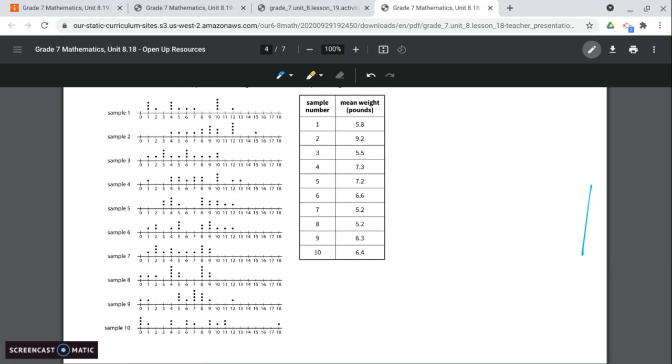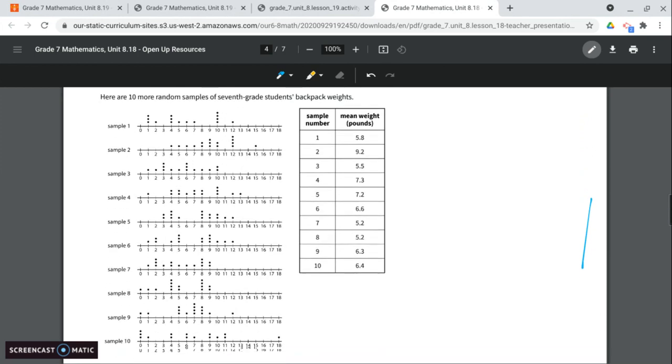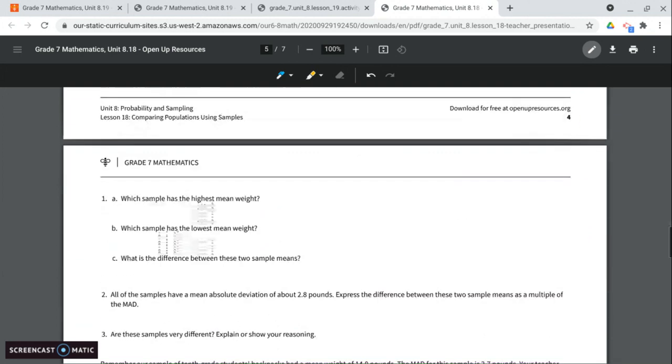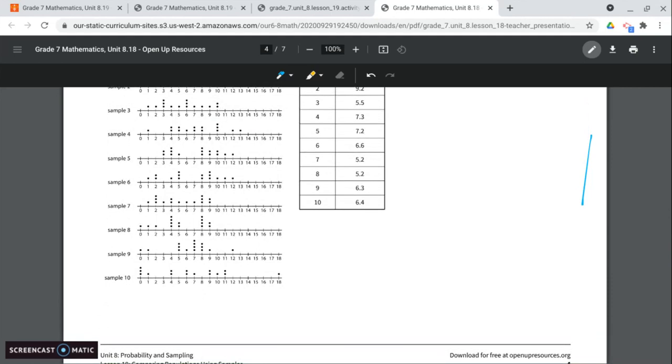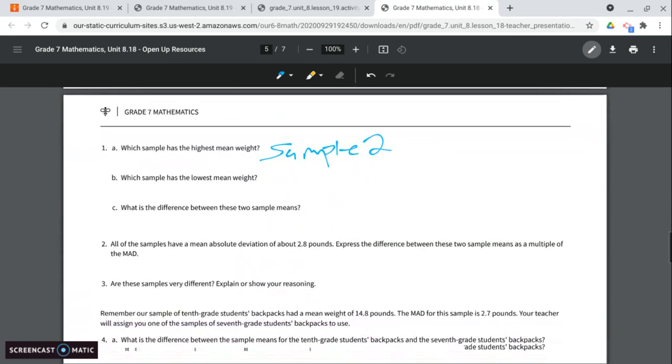So what we want to do is decide which sample has the highest mean weight. Well, if we look at all of these, which ones have the highest overall values? That's going to be sample 2. Which sample has the lowest mean weight? So we want to look for the lowest values. That's going to be here. We've got a lot of low values, so sample 8. So without even calculating the mean, we can look at these.